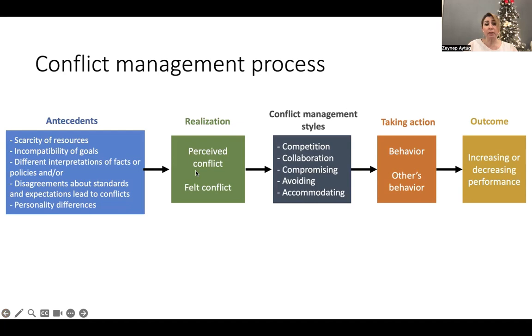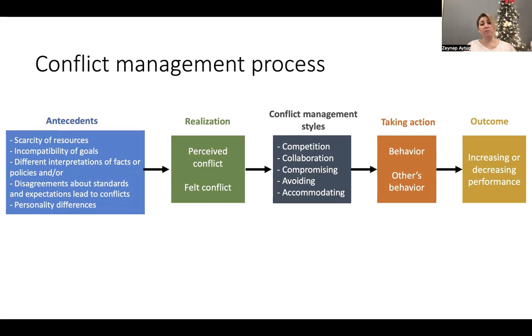Now, conflict can be perceived or felt. Sometimes we perceive it first, we see somebody doing something, and then later we get frustrated or upset about it. And sometimes it's the other way around. We feel the conflict, we feel some sort of a negativity. We don't exactly know why, but later we can put our finger on it and perceive the reason for that conflict.